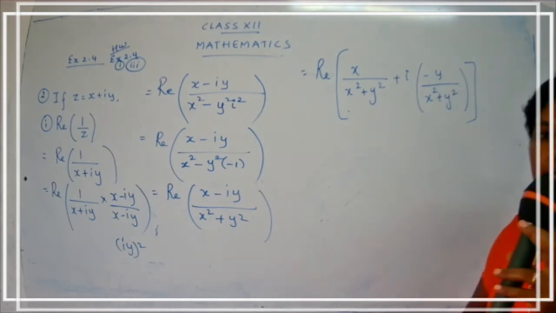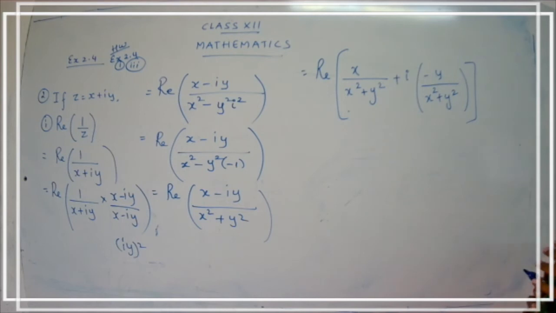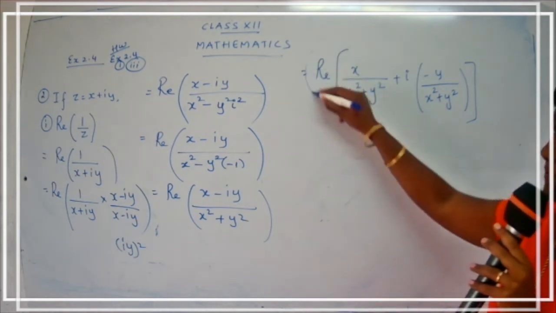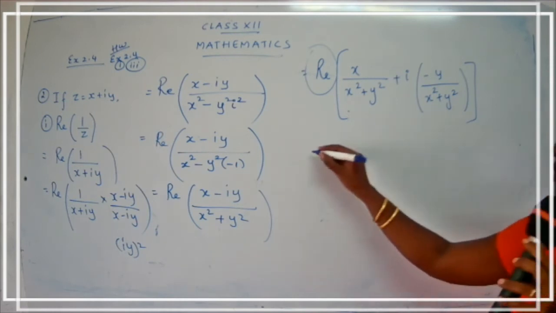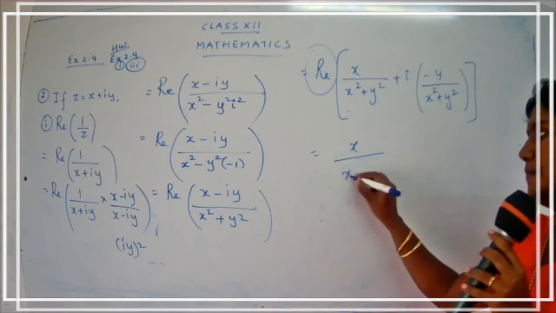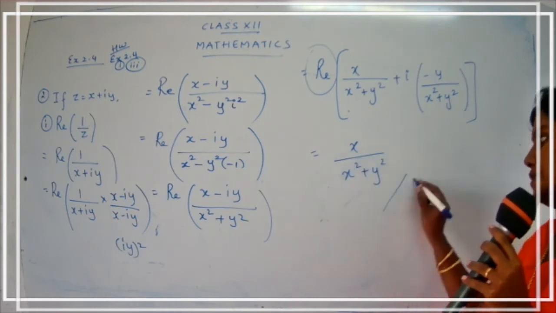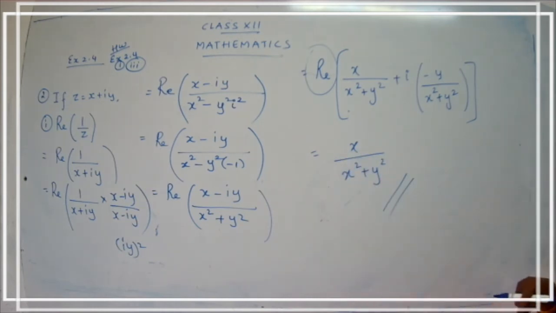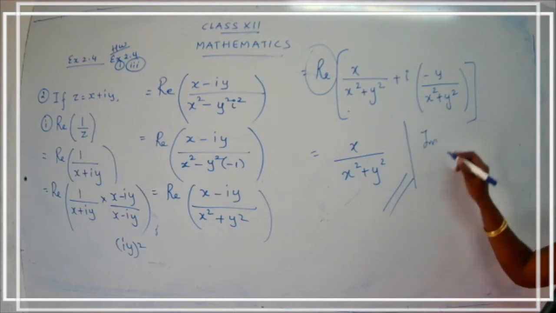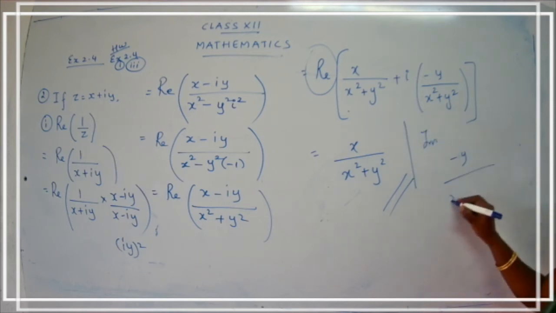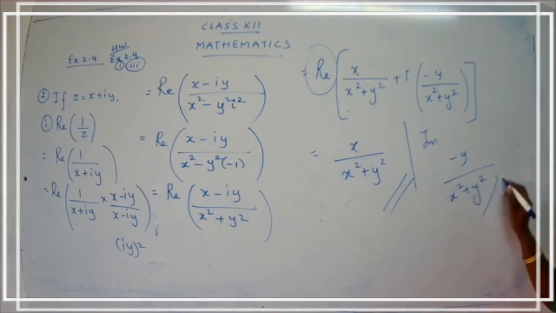I just need the real part. I am not at all worried about the imaginary part, because here what is being asked is to find out the real part, the part without i. So what is the answer? x upon x square plus y square. And suppose they would have asked the imaginary part, what will be the answer? Minus y upon x square plus y square. This is the real answer. For imaginary, the answer is minus y upon x square plus y square.